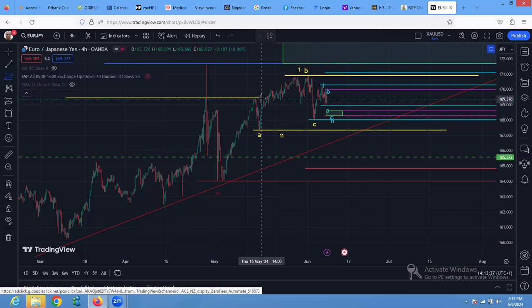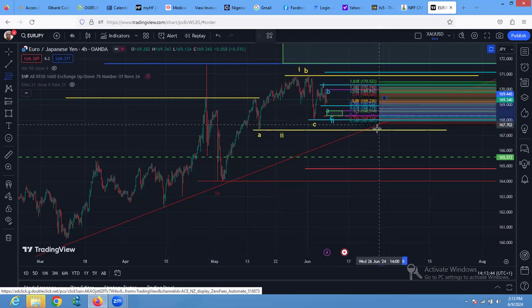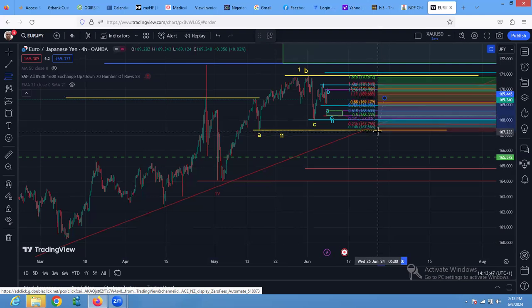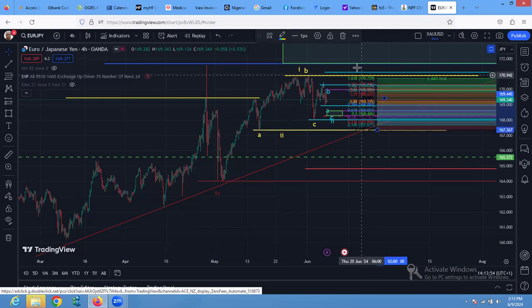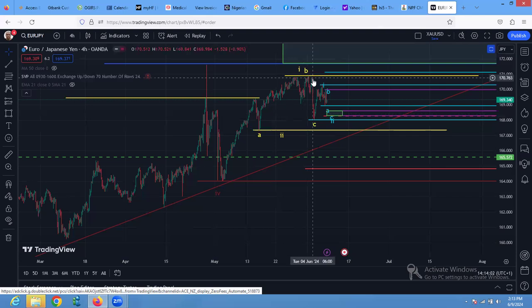So from this origin of A, if we come to this, it has slightly pushed beyond 161.8. It has slightly pushed beyond 161.8, which kind of tells me that price is going up because it has broken it, except we want to do an approximation. Are you following me? It has broken it to the upside.